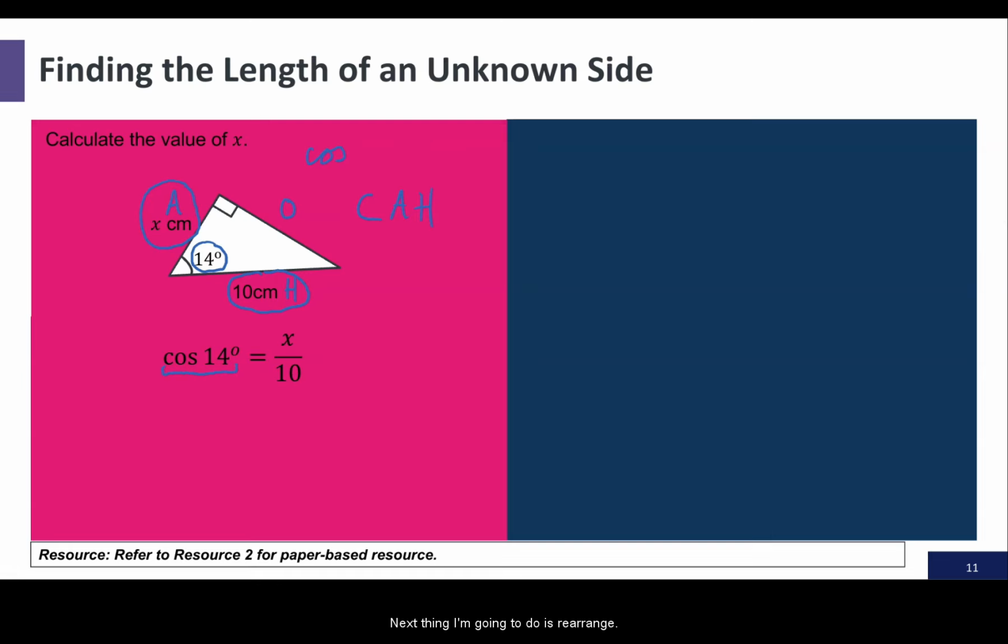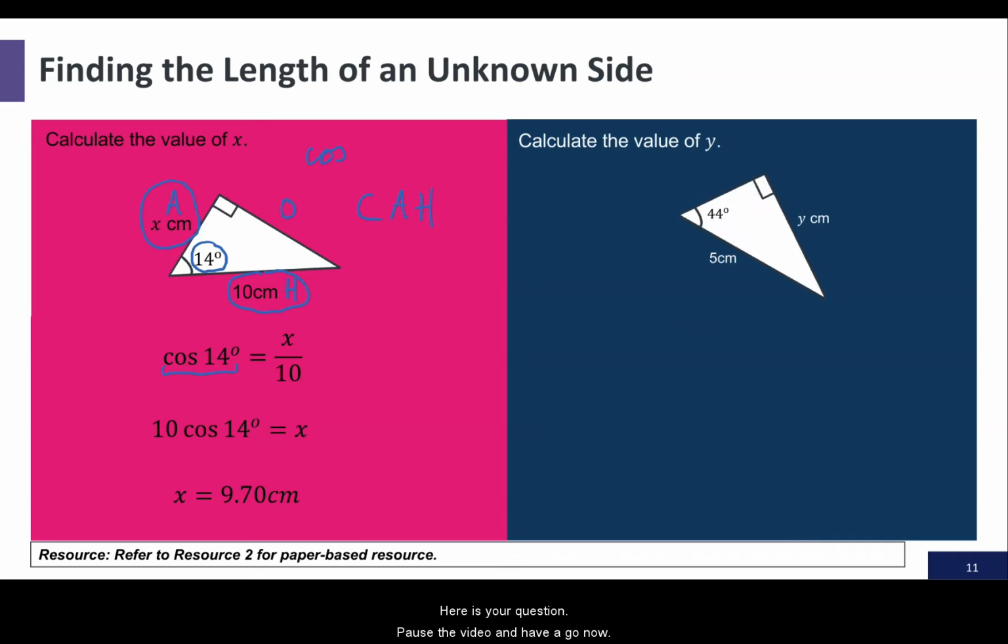Next thing I'm going to do is rearrange, multiply both sides by 10, and my final step is to then type that in my calculator. Therefore x is 9.7 centimeters. Here is your question. Pause the video and have a go now.